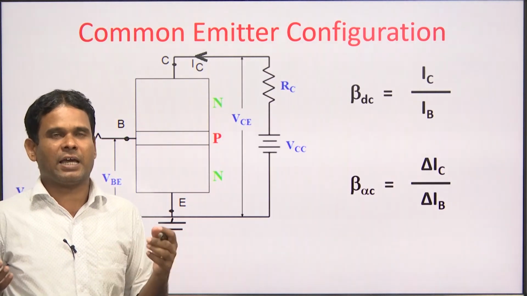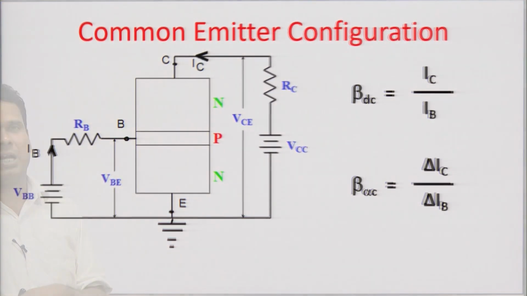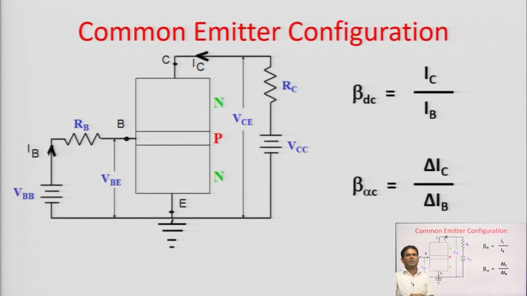Now, the current gain of common emitter configuration is represented by beta. Beta DC is defined as the output current upon input current, that is IC upon IB. IC is the output current and IB is the input current. In the same way, beta AC is defined as the change in output current upon change in input current, that is delta IC upon delta IB. The value of beta is greater than alpha.